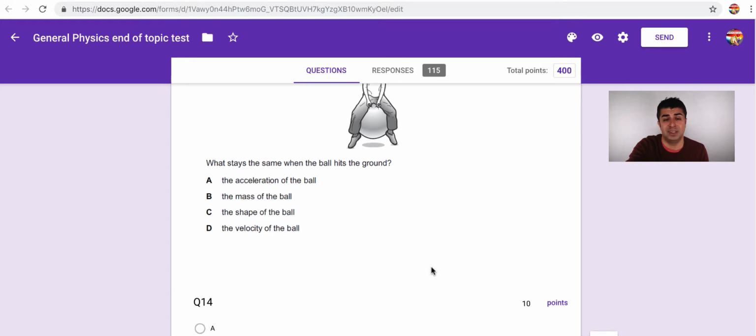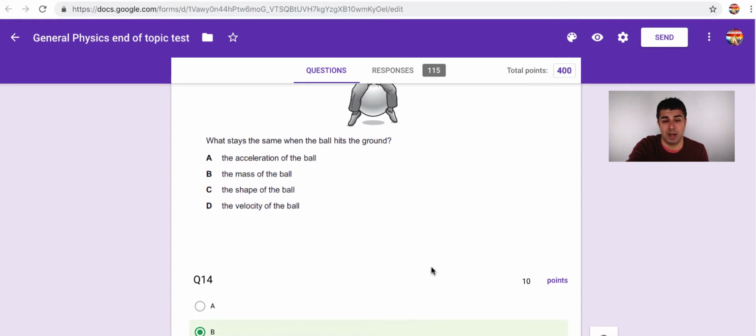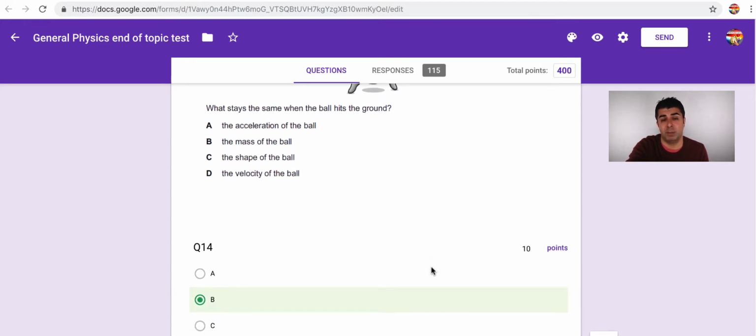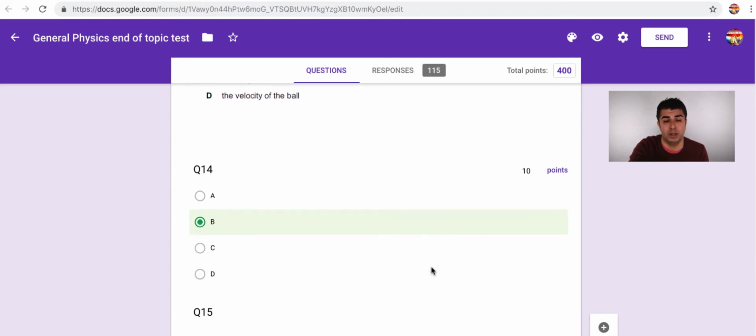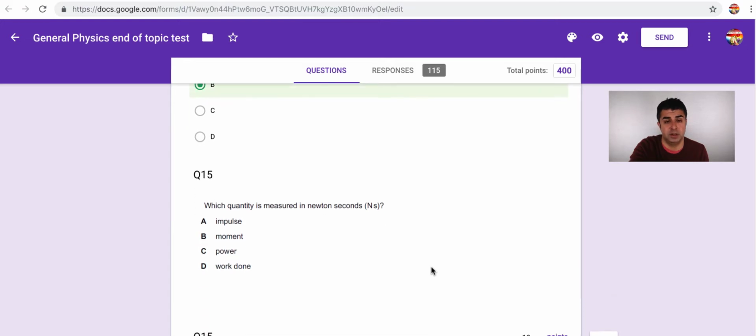And its velocity certainly won't be staying the same either. Because it's made of rubber, obviously it will compress, so its shape will change as well. It can also stretch out and elongate. So the answer here is B for ball. The mass of the rubber ball will not change.